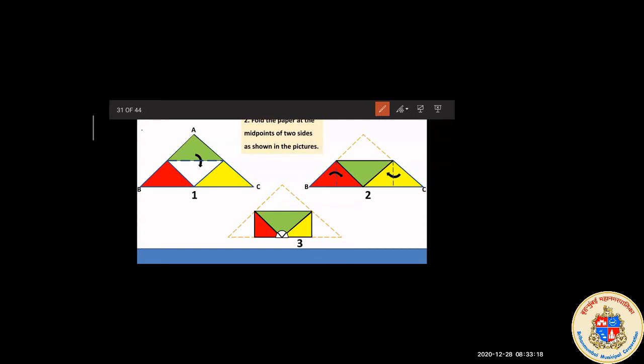Now see, in this first figure, what they have done is the corner A has been folded to this point, the midpoint of the other side. That means this angle A has been folded to the bottom. Now in your second figure, this is the angle A. We have folded it, so the angle has come down. So this is the angle A, the green portion. Then I have folded the B corner also.